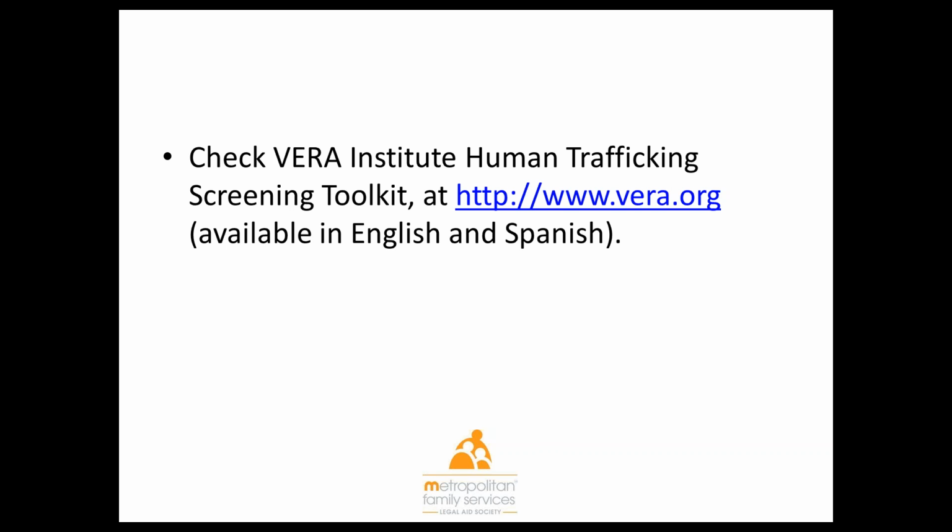A good way to help formulate questions and find an effective way to integrate this at intake is to check the Vera Institute Human Trafficking Screening Toolkit. This toolkit is available online at www.vera.org in both English and Spanish. The toolkit has a short version that is only 3.5 pages long from page 25 onwards and is an easy addition to any intake assessment your organization may already have.